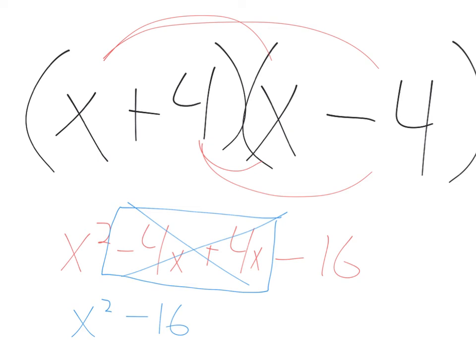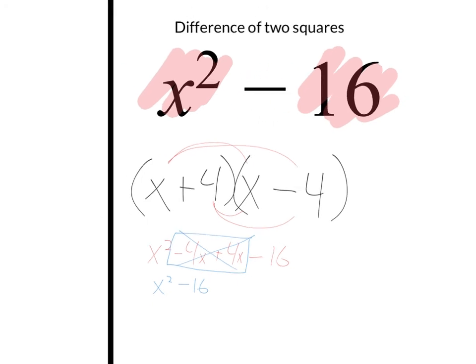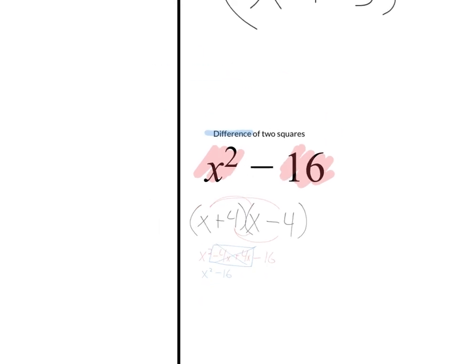They'll nullify one another. This pattern only works if you have two terms separated by a minus sign. If this was a plus sign in between, you cannot do this pattern. That is why it's called the difference of two squares. All right, one last one, and then we are done.